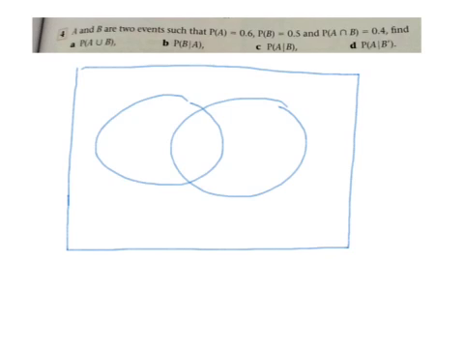We know that we'll use a Venn diagram to solve this problem. So the most important piece of information that we have is the overlap, the intersection, because we can put that straight into the diagram. So the intersection part is 0.4, so we'll put 0.4 in there.